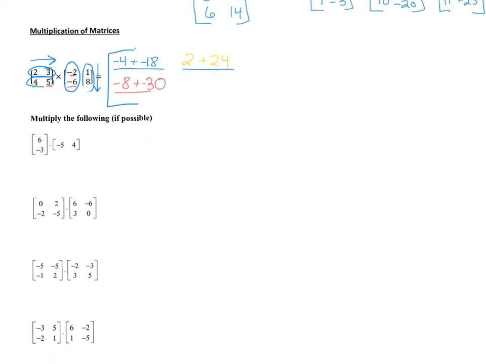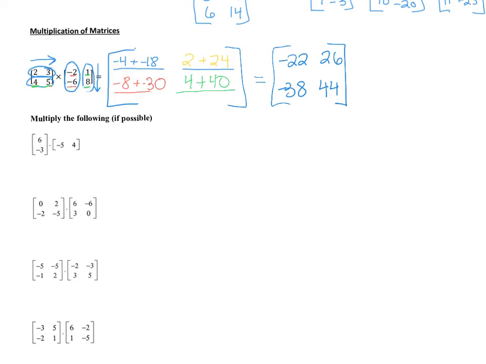Now, to get my last spot, I'm going to multiply the bottom row by the right column. So I'm going to reuse the 4 and the 5 again. So I'm going to do 4 times 1, so that'll give me 4, plus 5 times 8, which will give me 40. Then to finish my problem, I'm just going to add each of the pairs of numbers together. So my final answer will be -22, -38, 26, and 44.